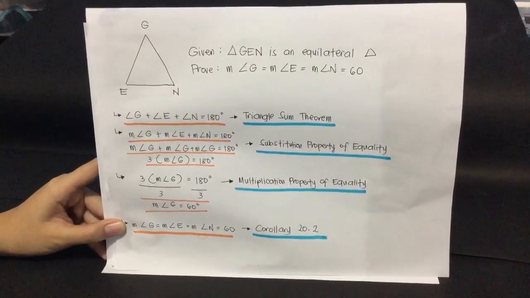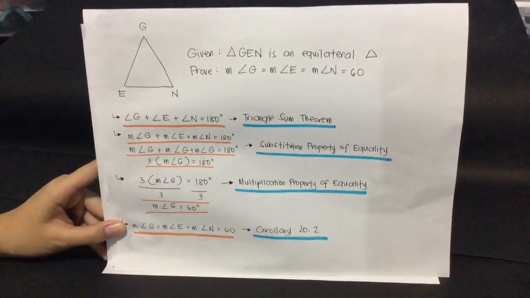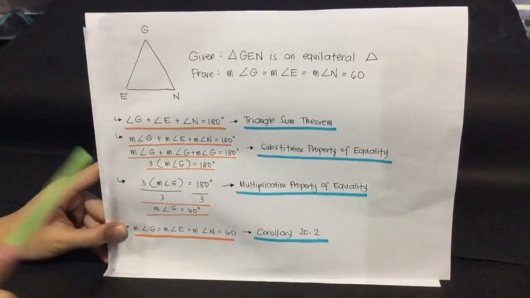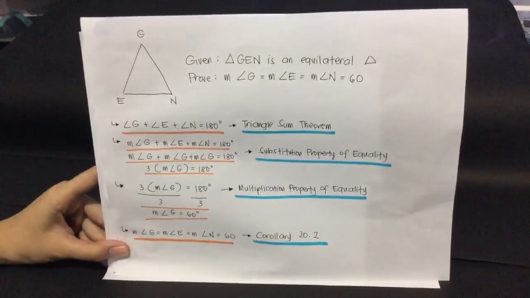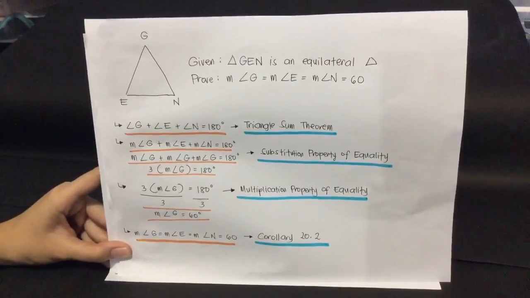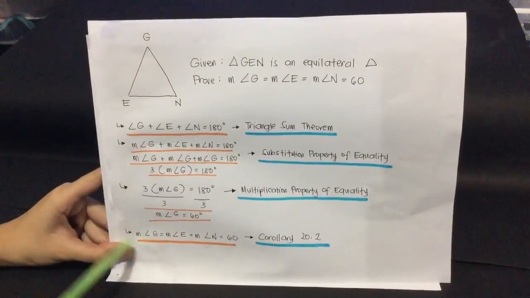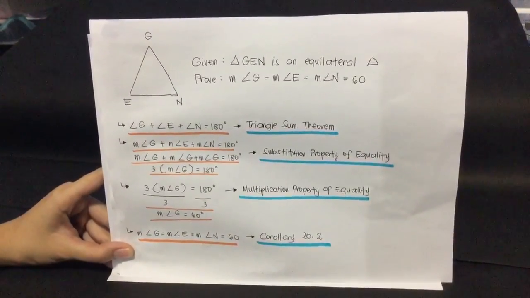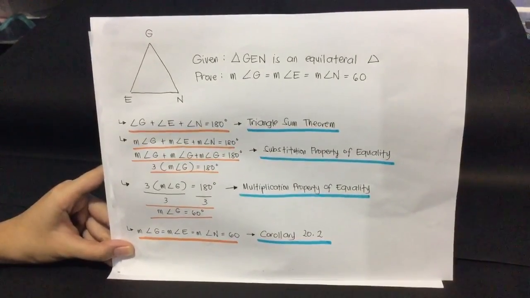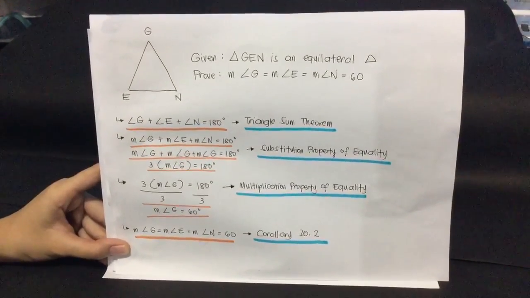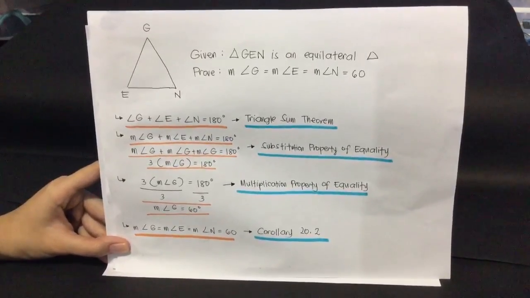After that, we can do the multiplication property of equality. After the multiplication property of equality, we can state that measure of angle G equals measure of angle E equals measure of angle N is 60, and that is Corollary 20.2.